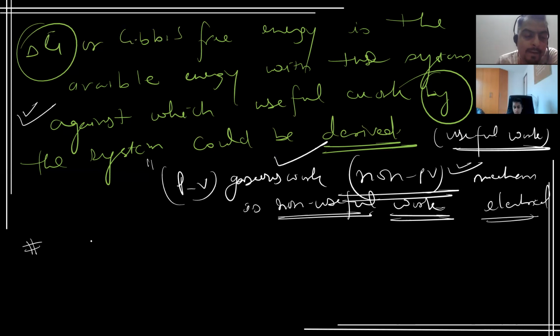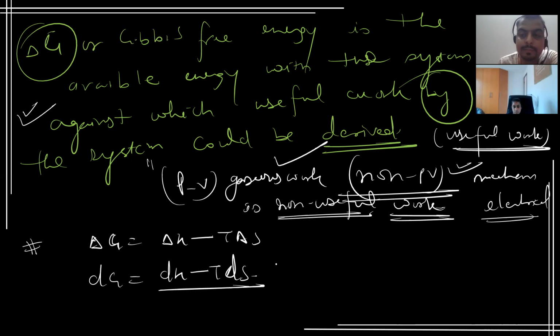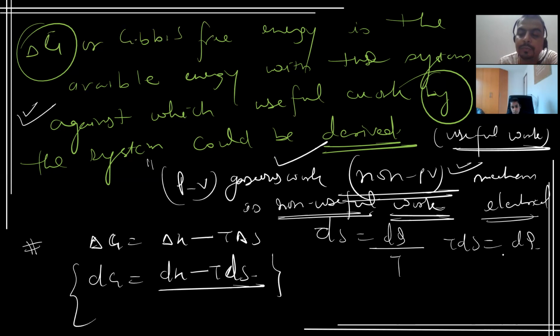Do you know that formula? Delta G is equal to delta H minus T delta S, or you can write it like this: dG is equal to dH minus TdS. Any doubt? And what is TdS? dS is equal to dq upon T, so TdS is equal to dq. Can you put the value of TdS here? So dG becomes dH minus dq.